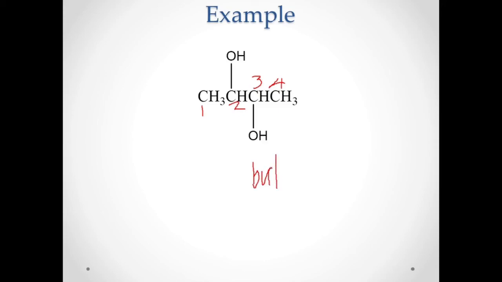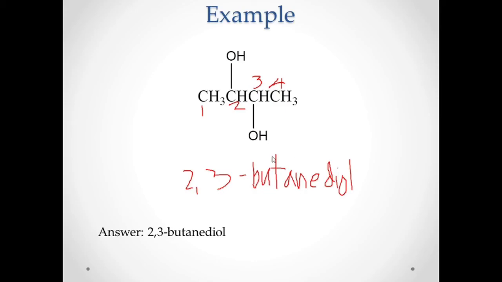You just name it as butane, because this is a diol, then you just put the word diol. In what position is your diol? You have your 2,3 butane diol. Very good. That is now the name of this compound. In carbon number 2, there is an OH, and in carbon number 3, there is also an OH. Therefore, that is 2,3 butane diol. Very good.